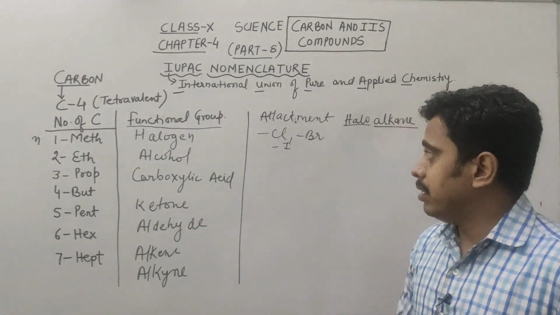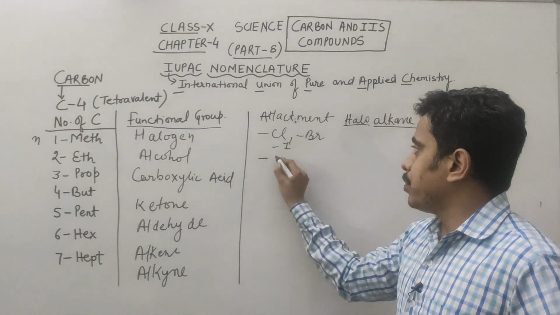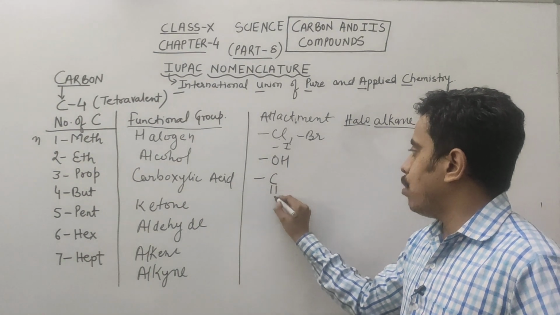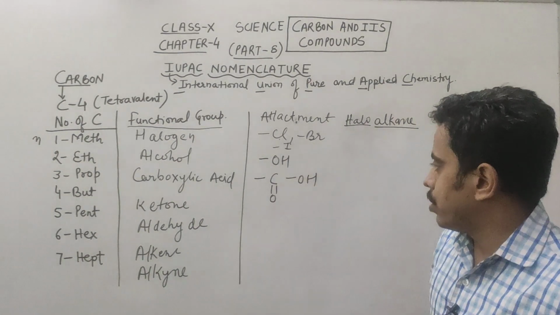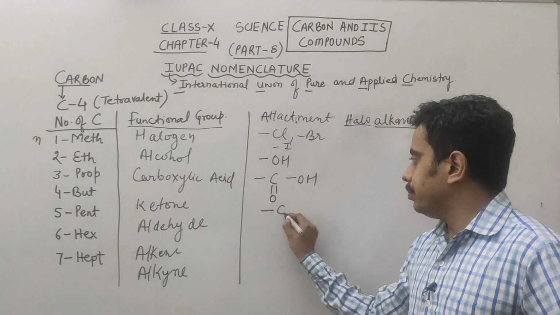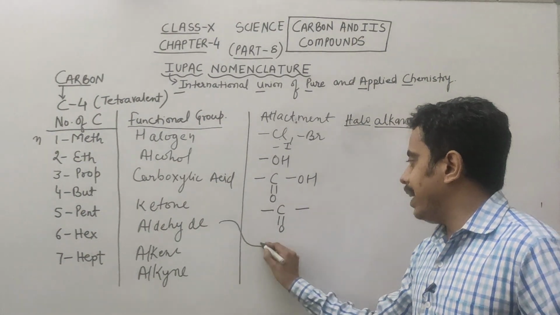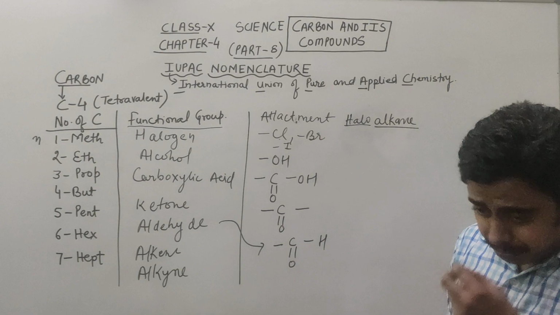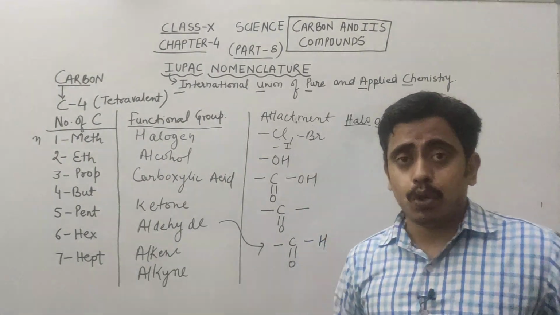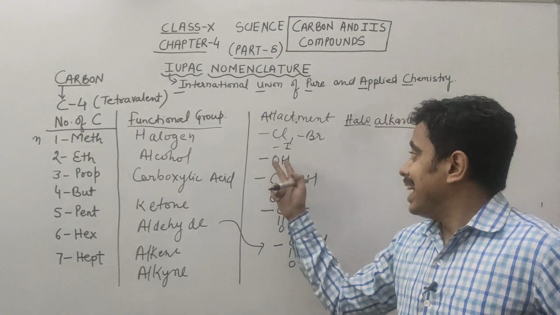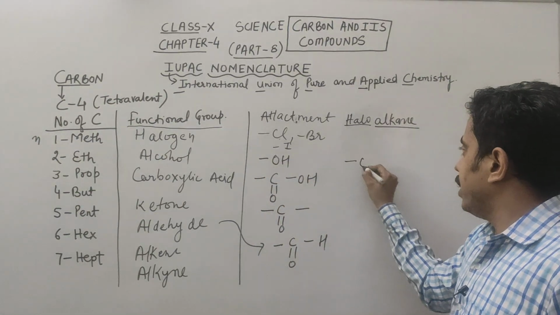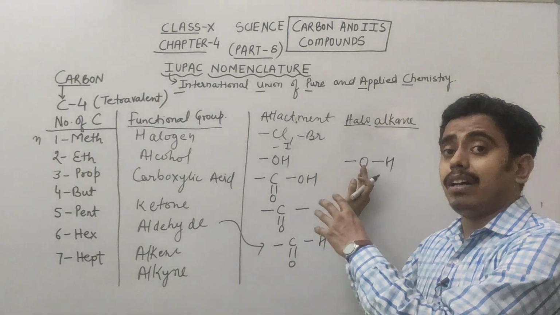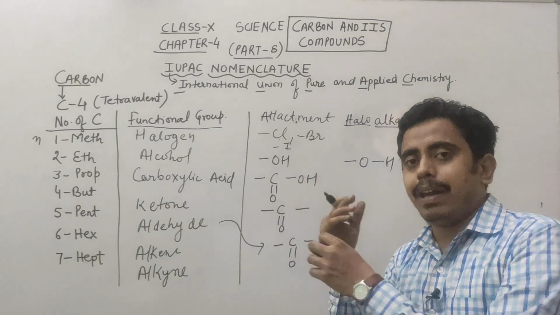Let's see the alcohol. For alcohol, what will the attachment be? All of you see, OH. And for the carboxylic acid, it will be C double bond O, OH. For ketone, the attachment will be, all of you see this. For aldehyde, the attachment will be C double bond O and H. As you know, oxygen has a valency of 2. So the 2 valencies of oxygen are completed here like this. One is completed with the hydrogen atom, and one valency is completed with the carbon chain because it has replaced the hydrogen atom.